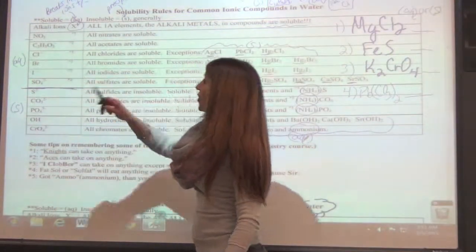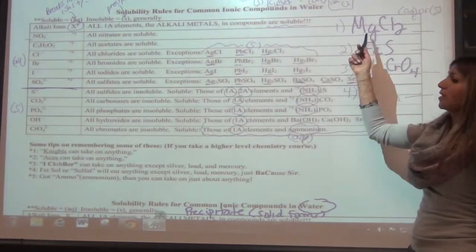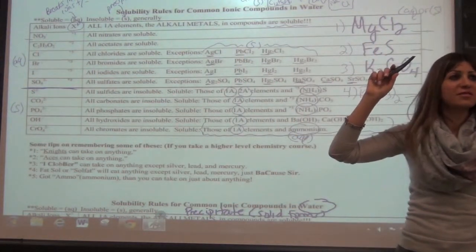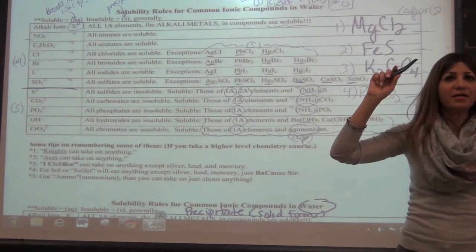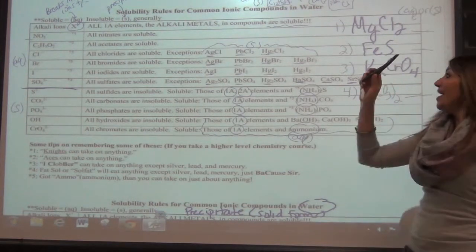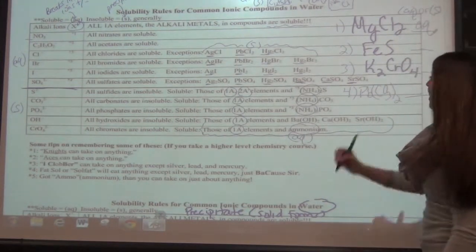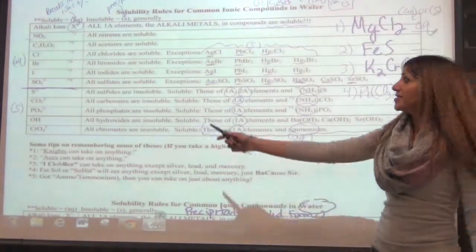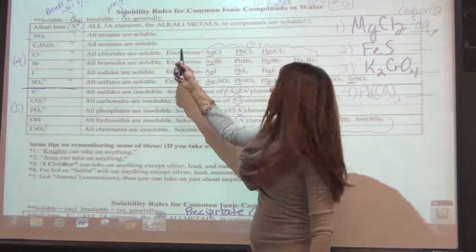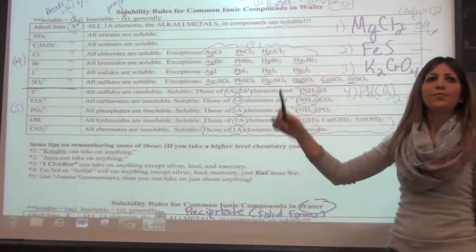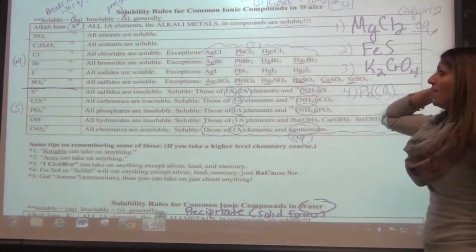Yes? Okay. So on the count of 3, I want you to tell me whether this would be AQ, aqueous, or S, solid. You got it? Yeah. 1, 2, 3. AQ. Very good. Why is it aqueous? It says they are all soluble. Is it one of the exceptions? No. Okay, let's try the next one.